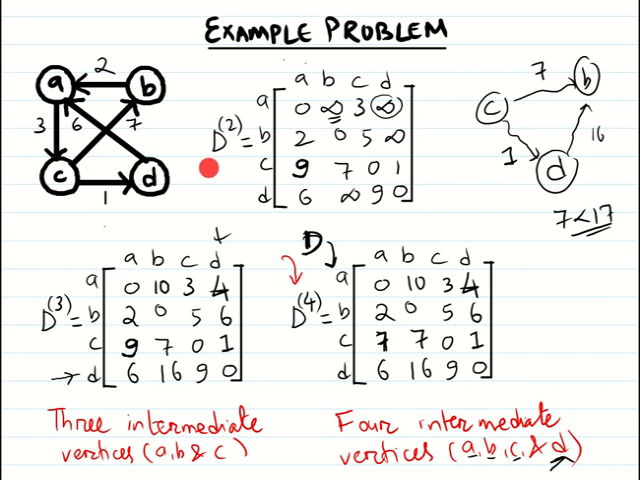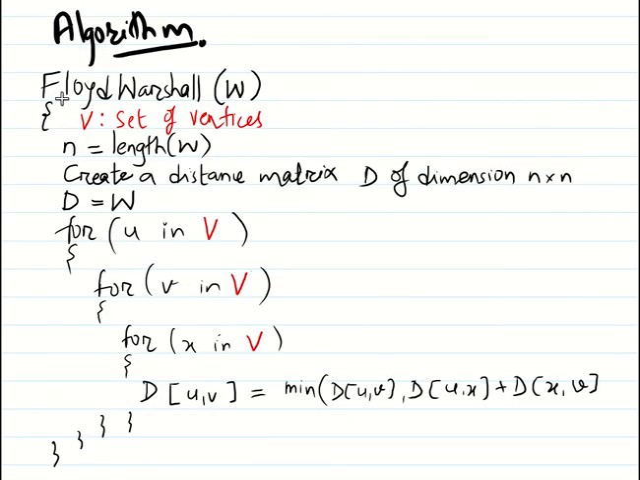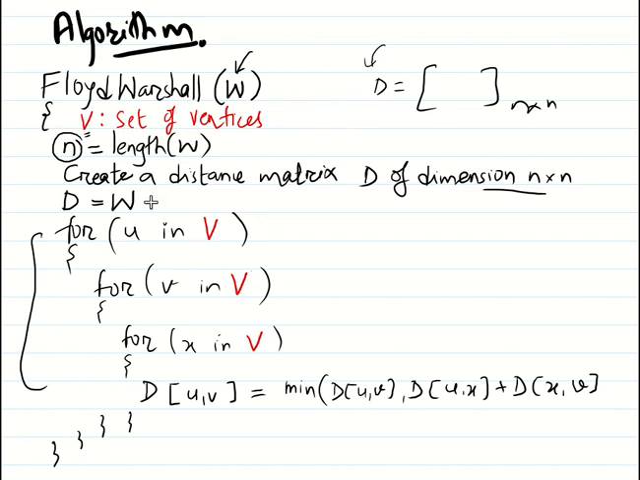Now let's look at the algorithm for the same. In this Floyd Warshall algorithm, we are assuming that the adjacency matrix W is our input, V is the set of vertices, and N is the length of W, or the number of vertices in the graph. We are going to create a distance matrix D of dimension n cross n, which we are doing here. We are going to update this distance matrix through this loop. But before doing that, we'll assign the adjacency matrix to the distance matrix. So we'll make a copy of W and place it in D. We have seen this in an example as well.